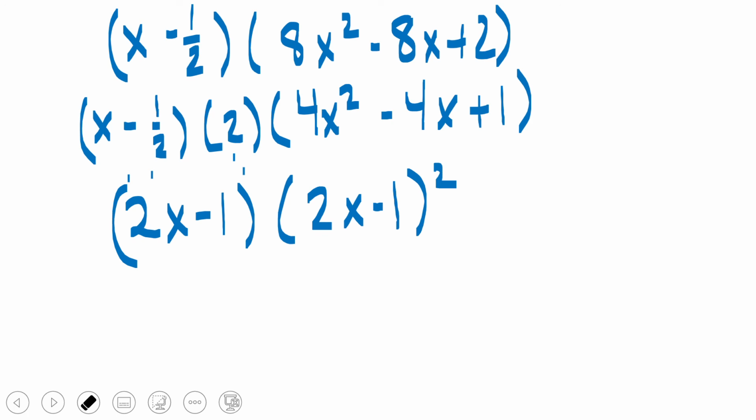We see that these are the same, so we can combine them. And factoring all the way, we're going to get 2x minus 1 to the 3rd power.